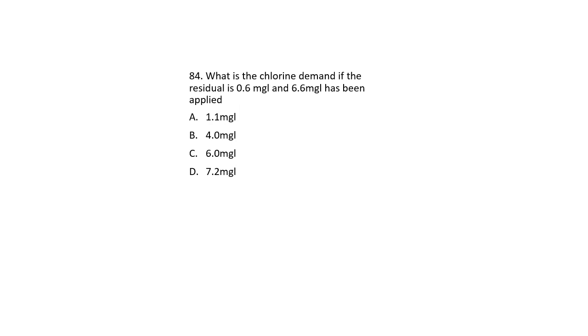What is the chlorine demand if the residual is 0.6 milligrams per liter and 6.6 milligrams per liter has been applied? 1.1 milligrams a liter, 4 milligrams a liter, 6 milligrams a liter, or 7.2 milligrams a liter? And the answer is going to be 6 milligrams a liter, because you put in 6.6, and 6 was destroyed, leaving you 0.6. 6 was the demand.